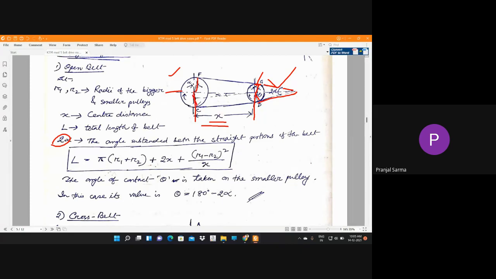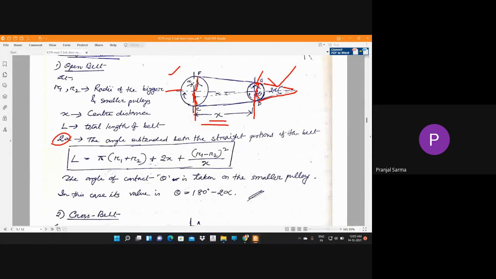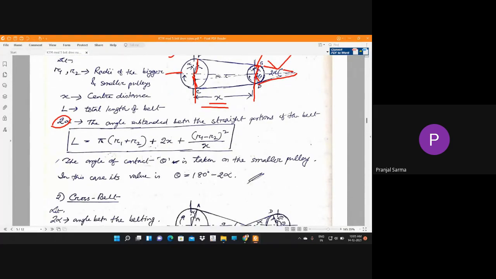Okay, so now in that particular case of the drive, how can I get L? L equals pi into (R1 plus R2) plus 2x plus (R1 minus R2) whole square divided by the central distance. Okay, and this angle of contact theta is generally considered on the smaller pulley only.